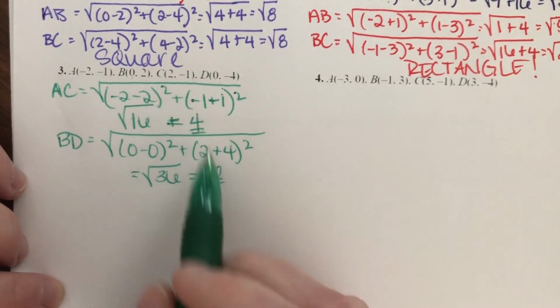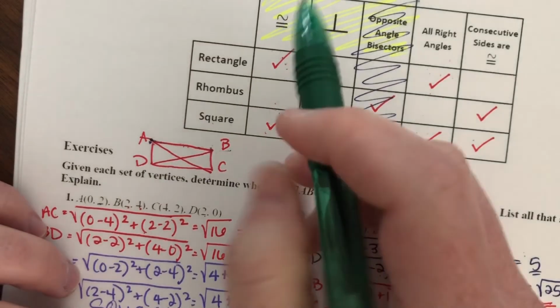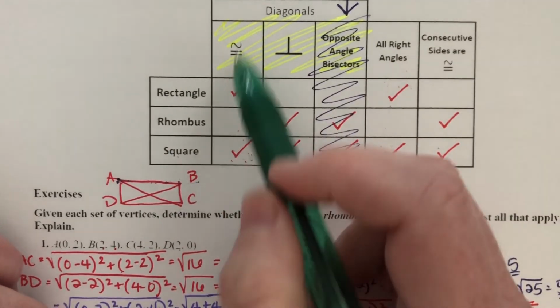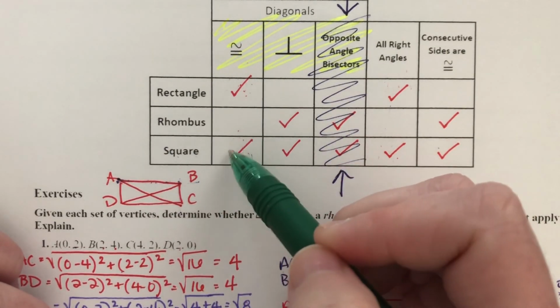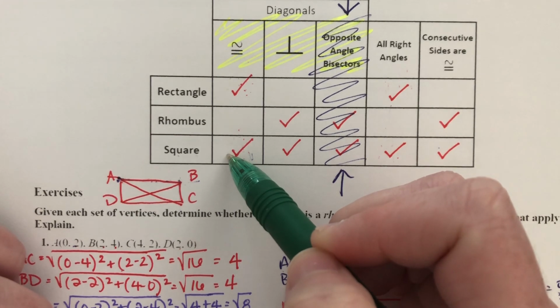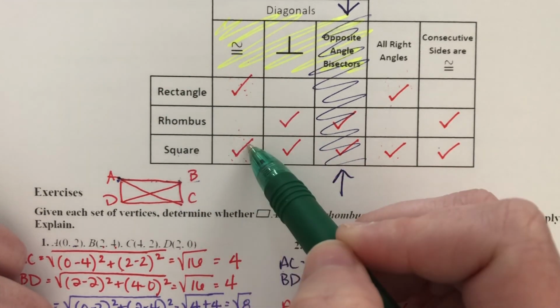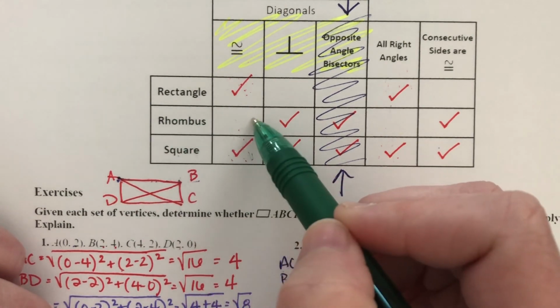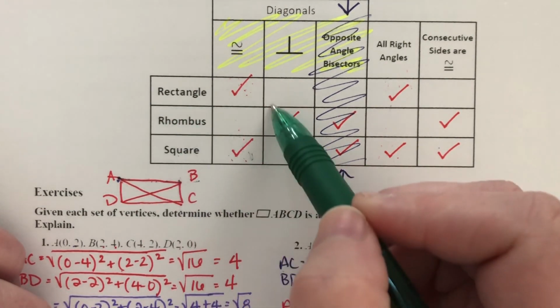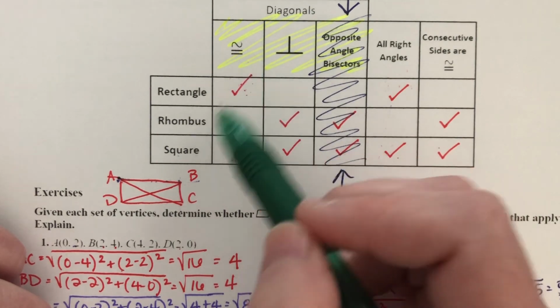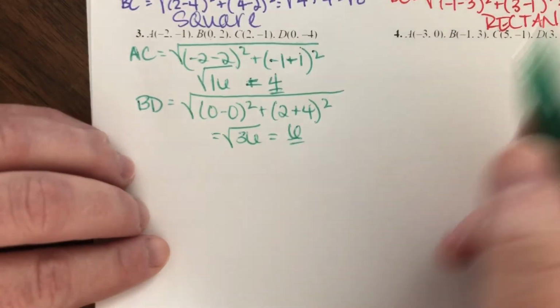They're not congruent, right? So for diagonals, if they are congruent, it's either going to be a rectangle or a square. If they're not congruent, it's going to be a rhombus. So these two are checked off. They don't work. This one is the only one that proves to be true. The diagonals are not congruent. This is a rhombus. I don't have to prove anything else.